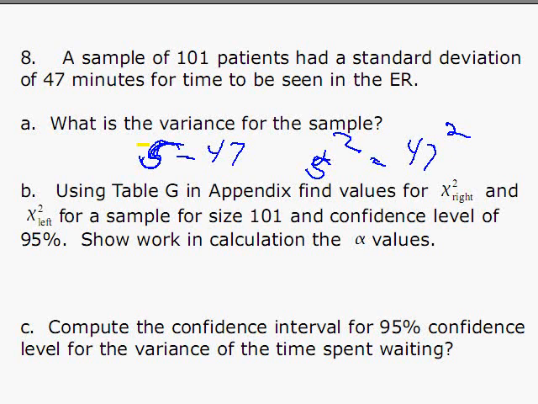Now go to table G, and for 100 degrees of freedom and a confidence level of 95%, find the chi-square right and the chi-square left. You know, on the first graph at the beginning of this lecture, I just wrote chi and I didn't write chi-squared. It really is chi-squared. You don't have to square anything. You're given that value. Okay? And then go ahead and compute the confidence interval for the variance of the time waiting in the emergency room.